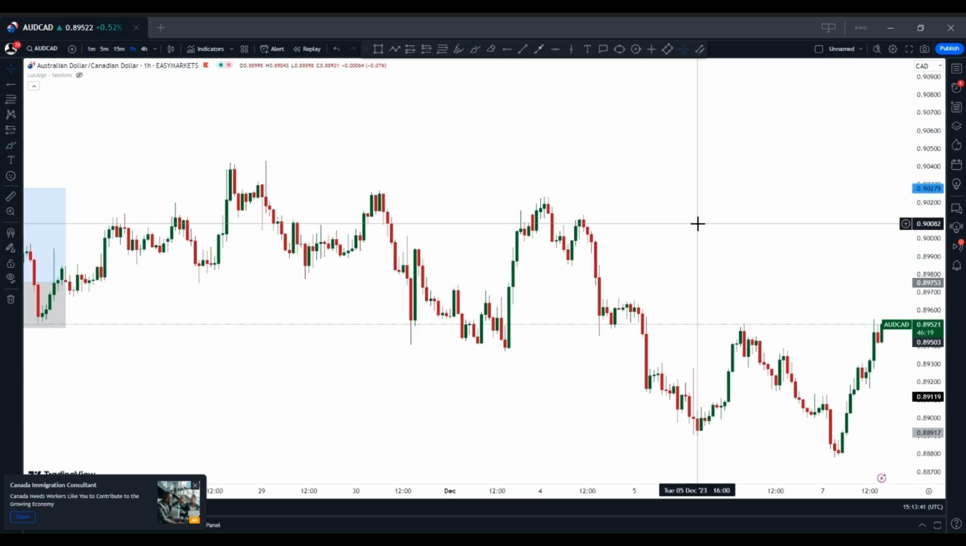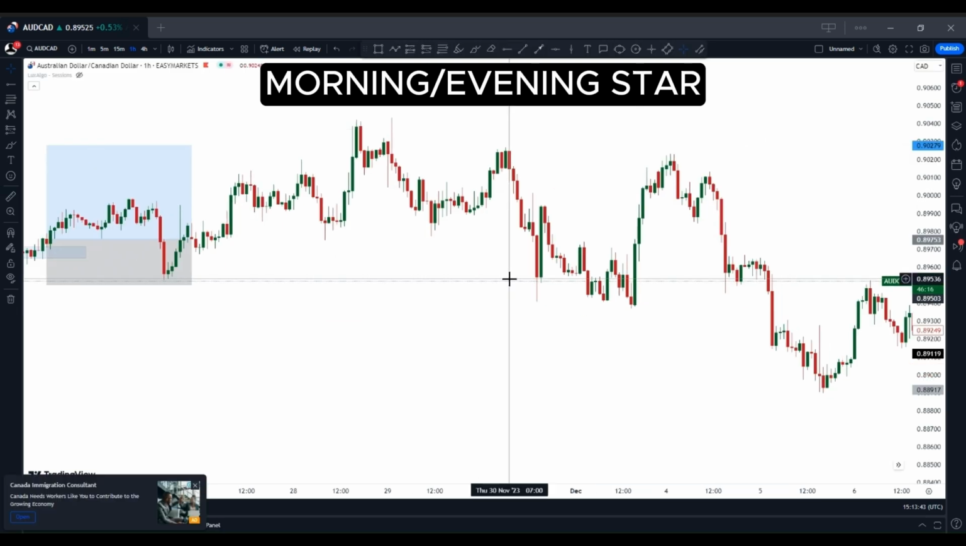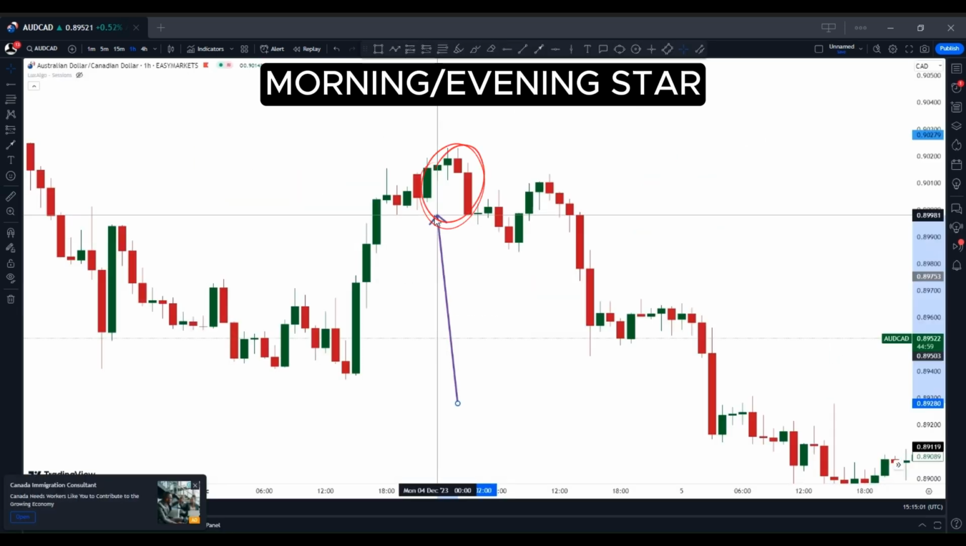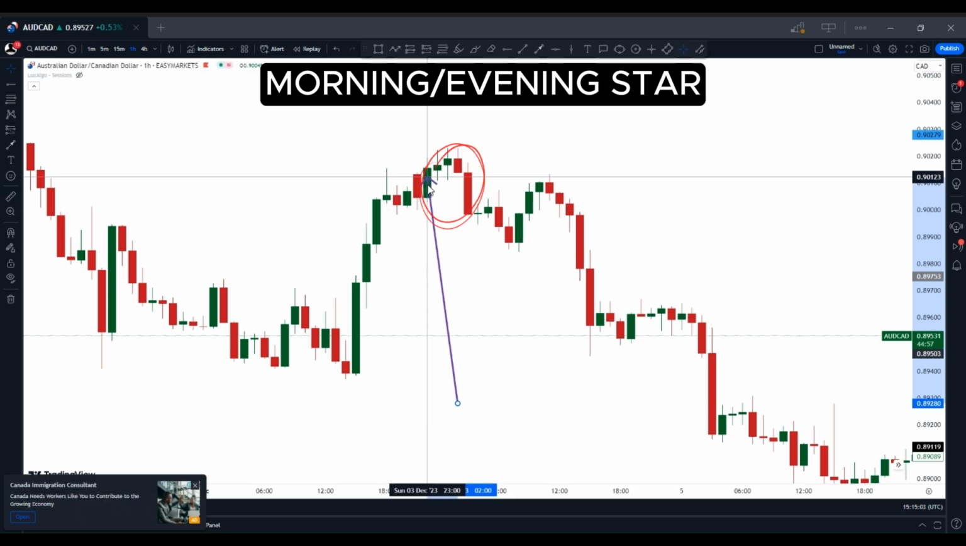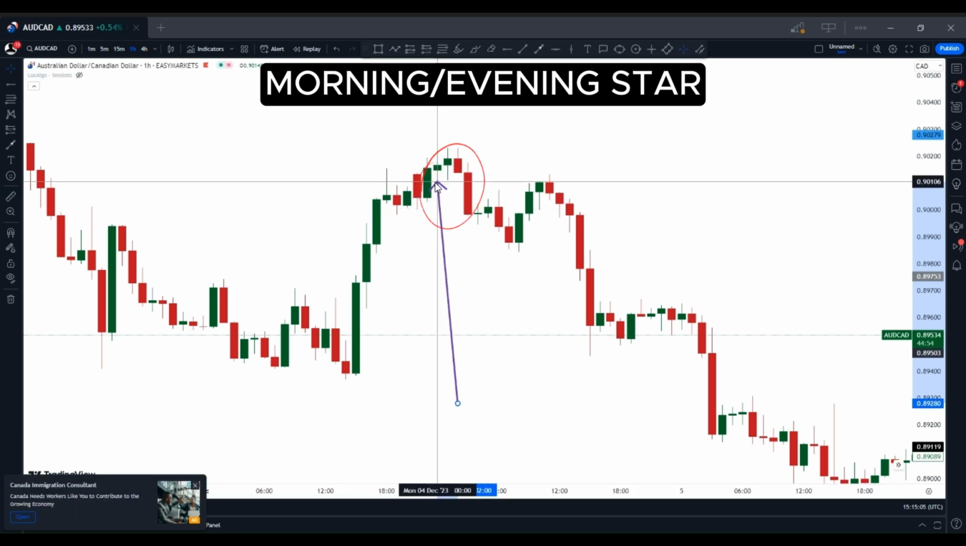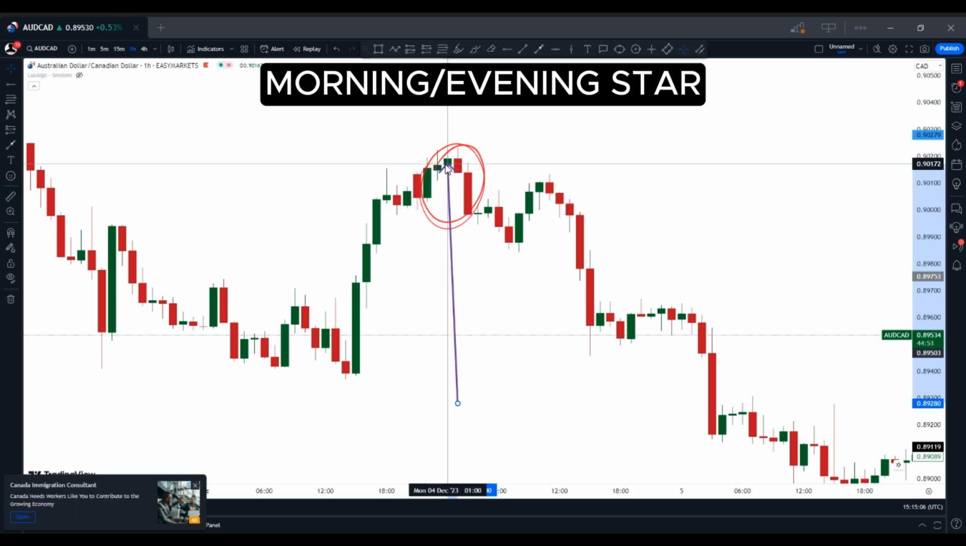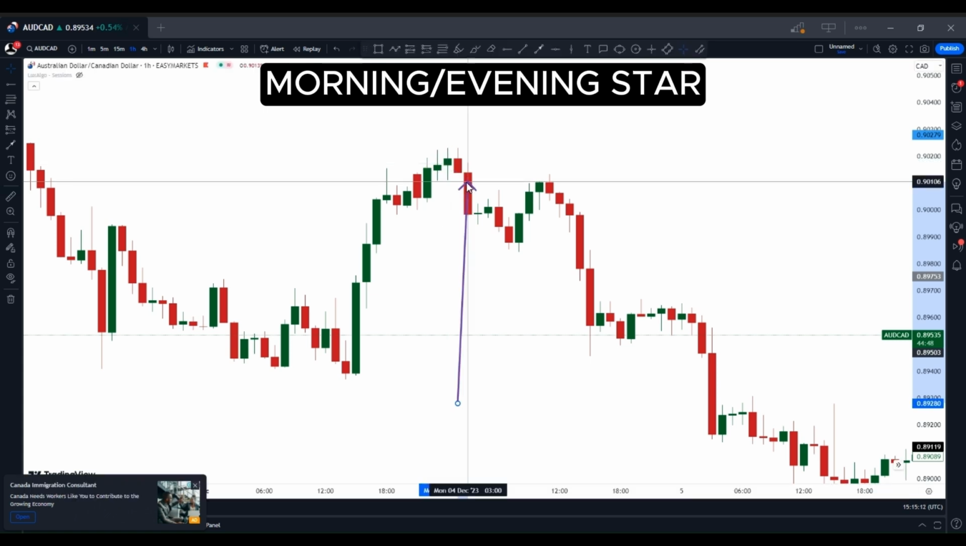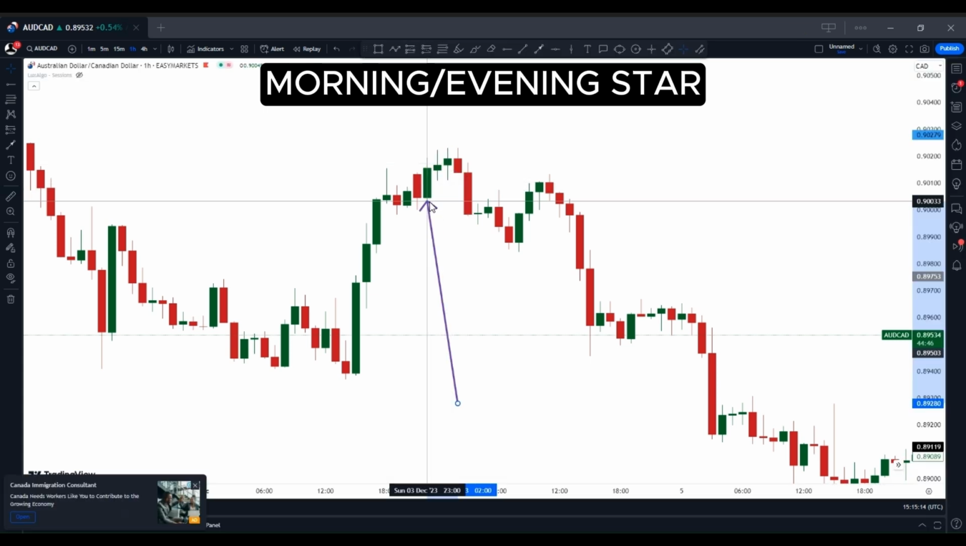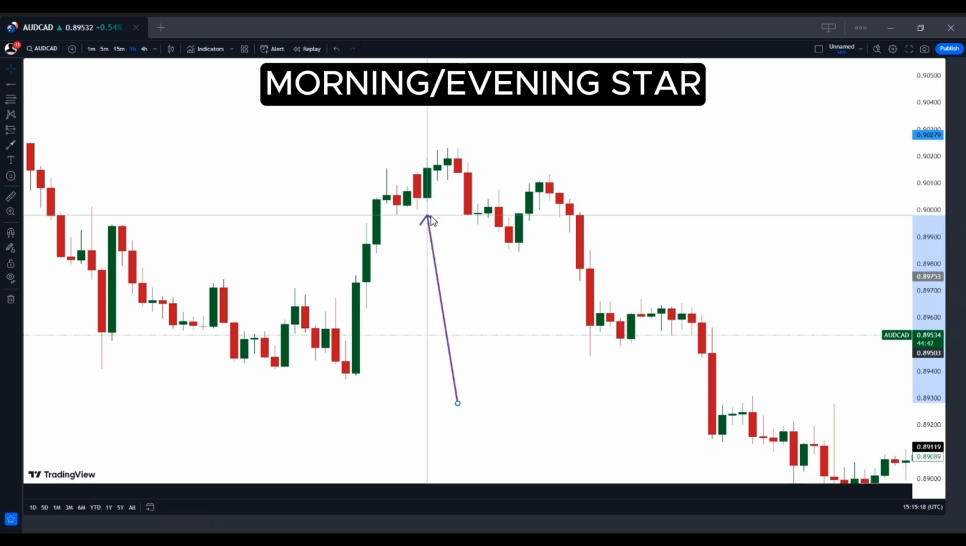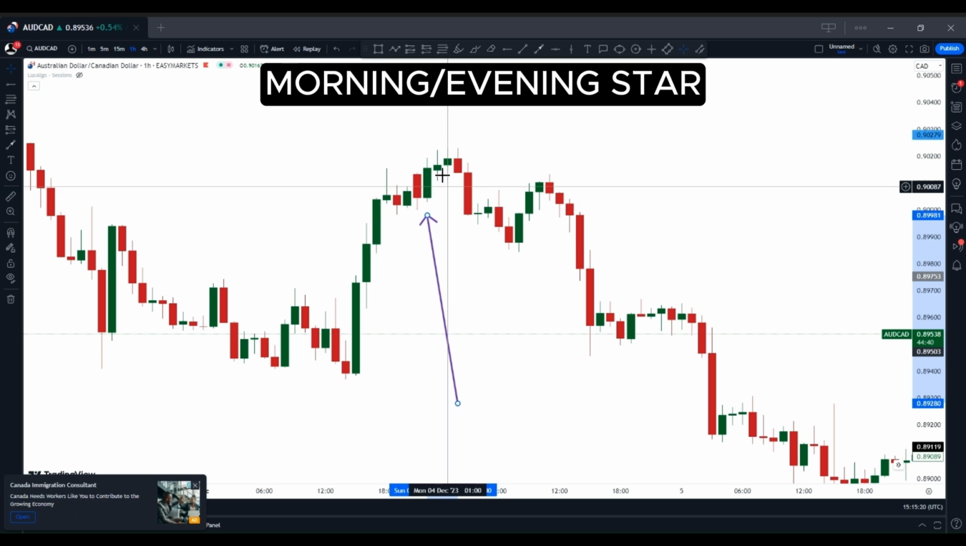First off, let's look at morning star and evening star. If you look closely, we have a bullish candlestick, another bullish candlestick, another bullish candlestick, and a bearish candlestick. Now what this means is that we have a buying momentum, which when you look at this particular candle is bigger than the rest of the candles here.